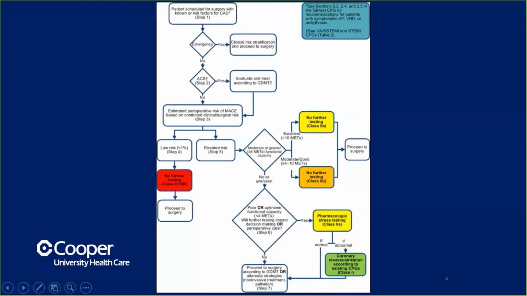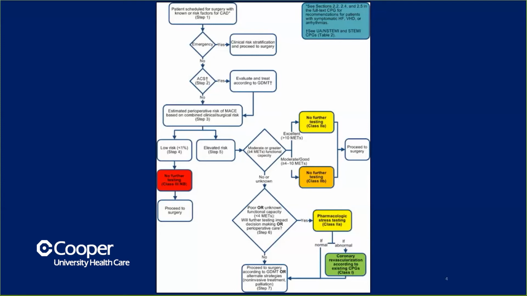But let's say, if you're above 4, you're pretty much in the category go to surgery. Let's say you're not above 4, like our patient, poor or perhaps unknown functional capacity because the patient's in a coma and can't answer your questions. Then will further testing impact what you're doing? And this is the important part down here: if I do this pharmacologic nuclear stress test, am I going to act on it or not?